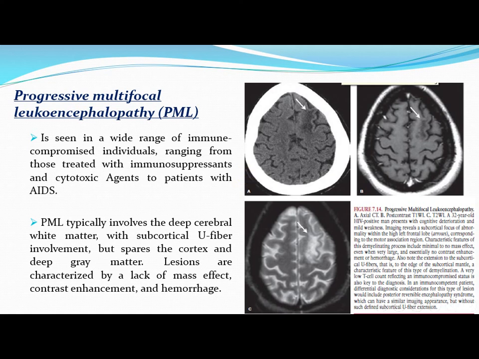Progressive multifocal leukoencephalopathy is seen in a wide range of immunocompromised individuals, ranging from those treated with immunosuppressants and cytotoxic agents to patients with AIDS. PML typically involves the deep cerebral white matter with subcortical U fiber involvement, but spares the cortex and deep gray matter. Lesions are characterized by a lack of mass effect, contrast enhancement, and hemorrhage.